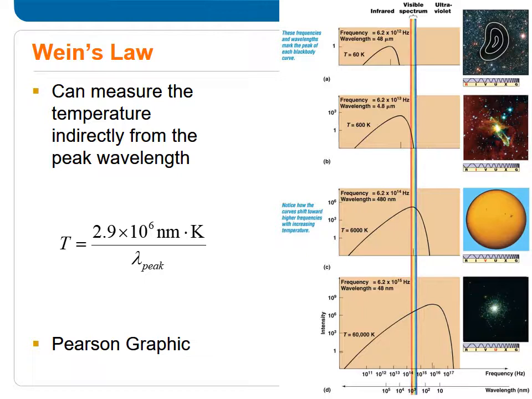In the upper right, you see a very cold cloud, which is obscuring the clouds behind it. Next down, you see a hotter nebula region. And then we have the sun, which peaks in the visible spectrum. And below that, there's a globular cluster of many stars, which are all very hot.